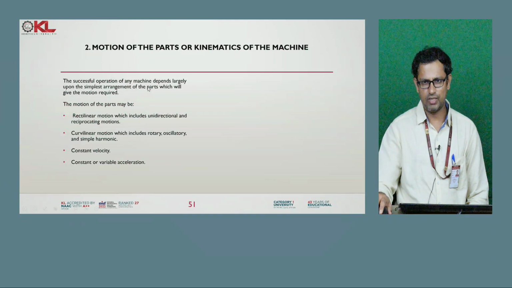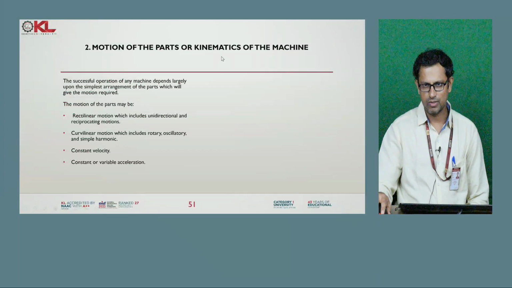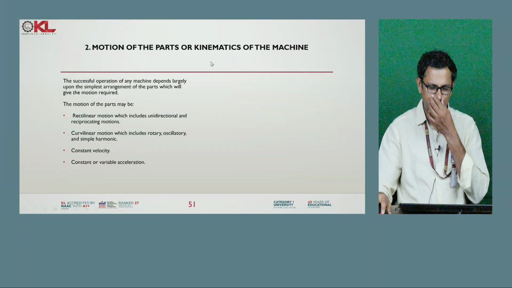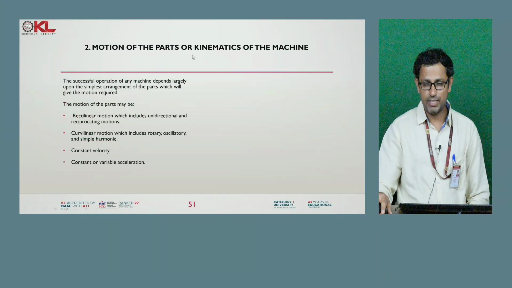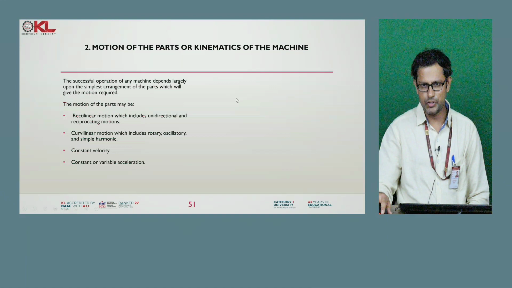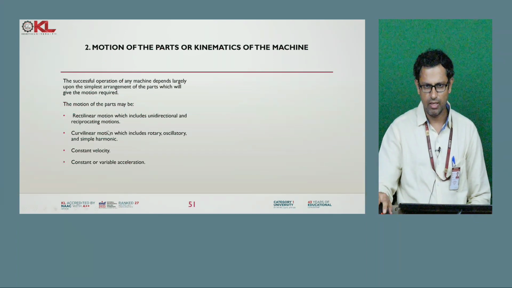Coming to the second one, what is the second one? The second one is the motion of the parts, or the kinematics of the machine. For example, we are working on the assembly of a product. That assembly involves two or more parts which are in motion or in contact. While designing two parts which have relative motion, we should ensure its kinematics is satisfied, whether those two parts have rectilinear motion or curvilinear motion, or constant velocity during rotation, or constant or variable acceleration.